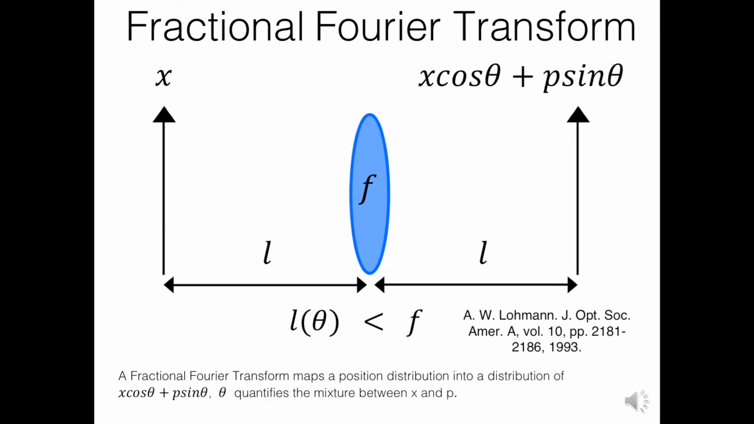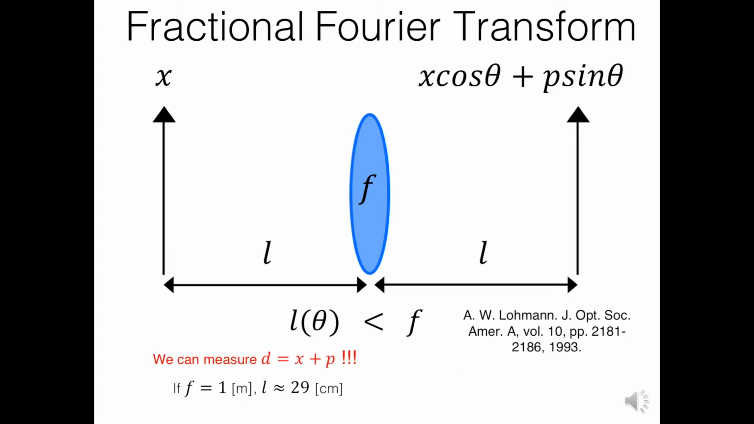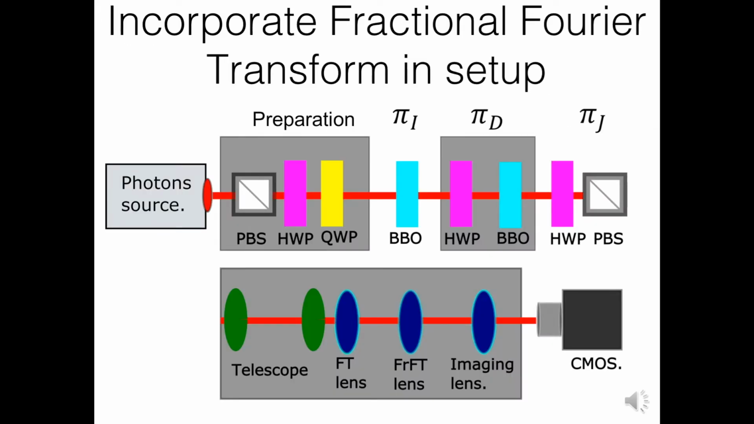So to get D, we need theta equals 45 degrees. For example, if f equals 1 meter, then L is roughly 29 centimeters. So we have a way to measure D. That's great, it means we can incorporate it in our experiment. This is how the experiment looks. Initially we prepare the photons' polarization. We perform weak measurements with BBO crystals and with the help of half-wave plates. And finally we can get the X, P, and D distributions by using some lenses.